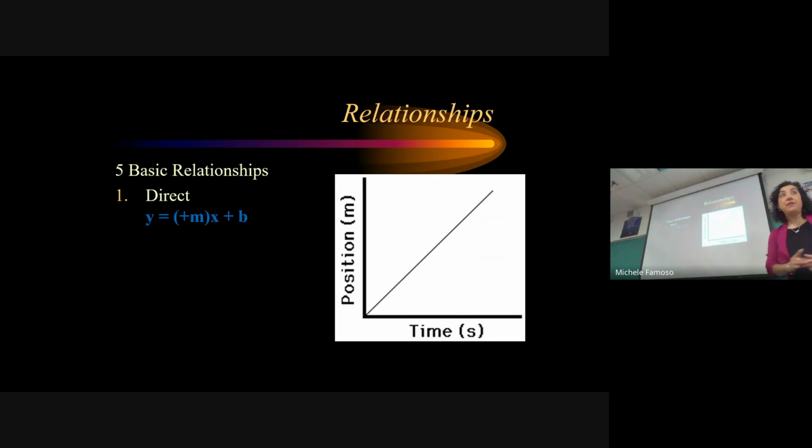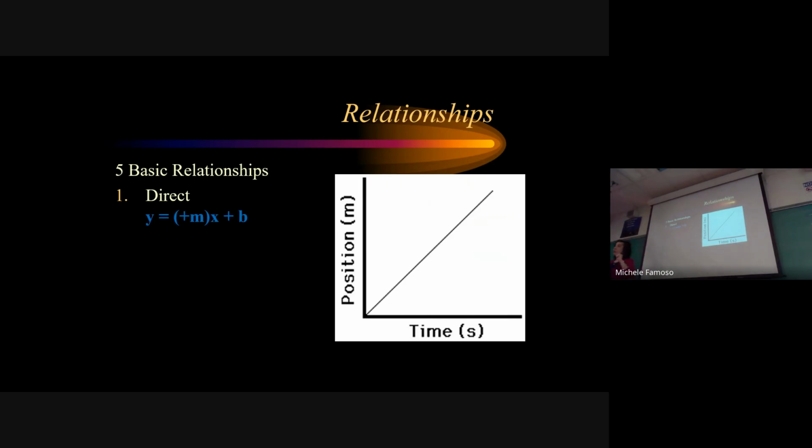There are 5 basic relationships. When you have a diagonal line like this that has a positive slope, we say that that is a direct relationship. So the clue to it being a direct relationship is that not only is it a diagonal line, but it has what we call a positive slope, meaning the graph is going up. Okay, that's a direct relationship.